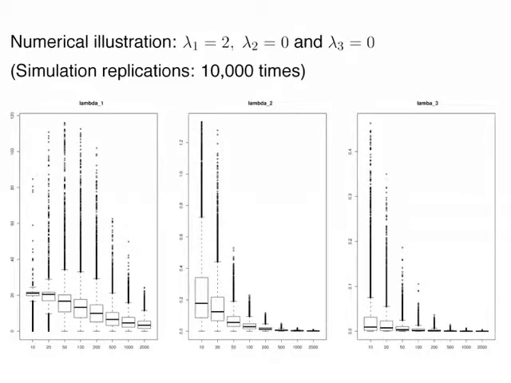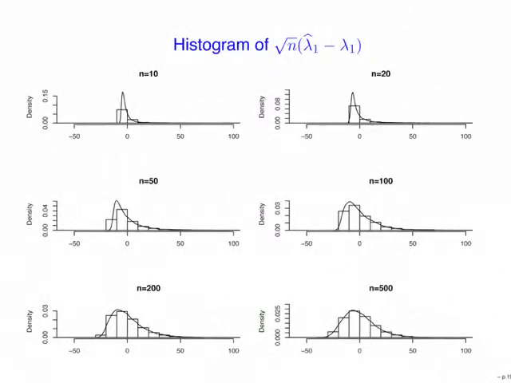This is a small simulation. The first eigenvalue is non-zero, and the second and third are zero. According to theory, the estimate of the first eigenvalue has a rate of square root of n. You normalize, and then you would expect that as n increases, the distribution should stabilize.